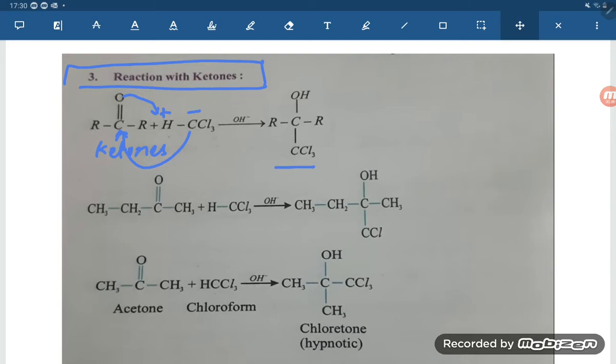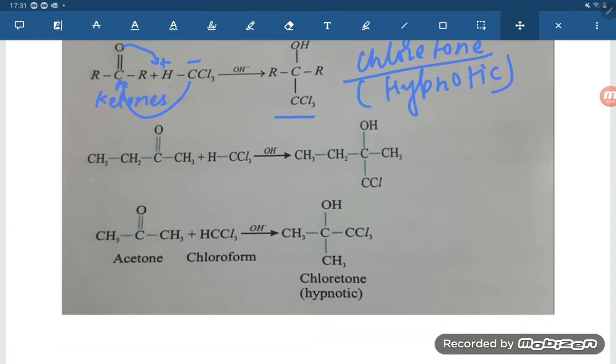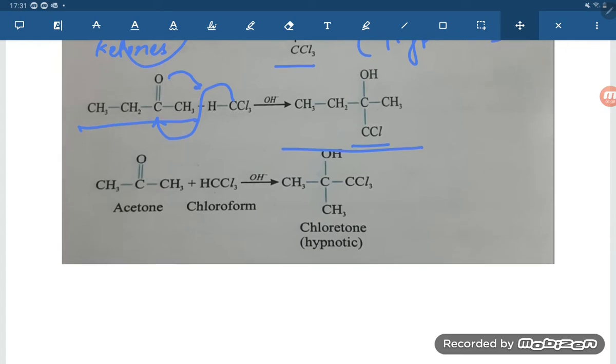is converted. So this is what is known as, student, chloretone. And this chloretone, student, is a hypnotic drug. Now, student, if you are taking different ketones, a similar reaction will take place here. On the downside CCl3 is attacking, student, and OH is getting attached on the upside. So again a similar product you get, that is also known as chloretone.